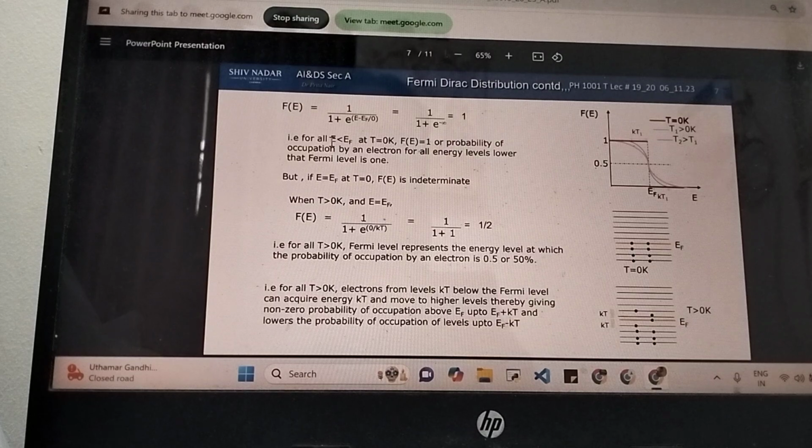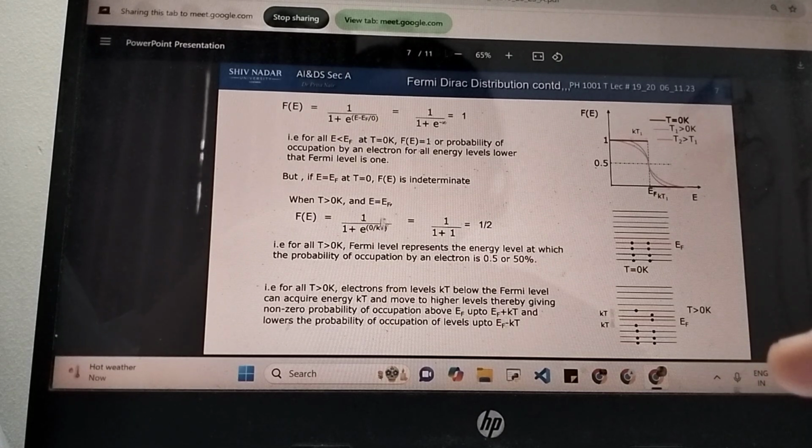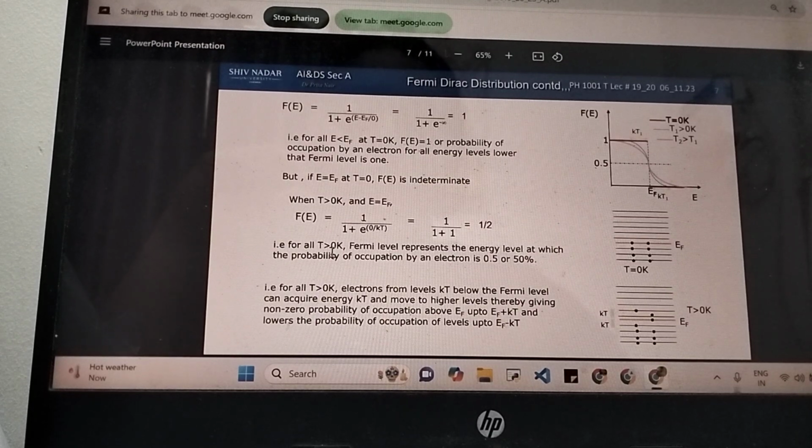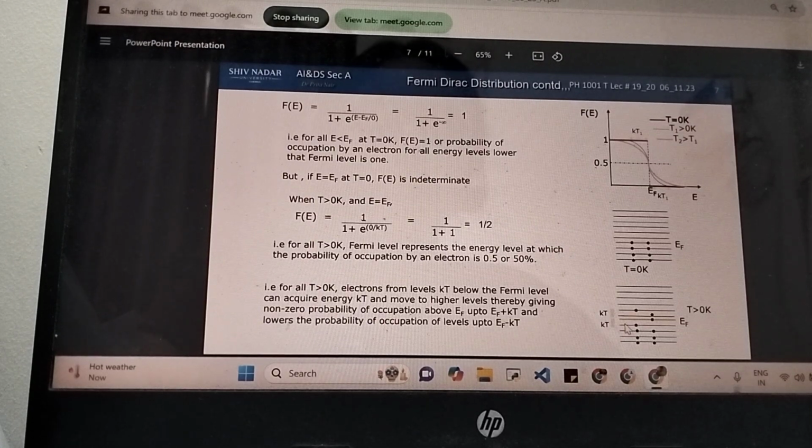But here at a temperature greater than 0 Kelvin, we just want to know how the Fermi level is defined. So we only take E equals EF. So it becomes 1 by 1 plus e to the power EF minus EF by KT, which is 1 by 1 plus e to the power 0, 1 by 1 plus 1, which is 1 by 2. What does this mean? For all T greater than 0 Kelvin, the energy level at which probability of occupation is 0.5 or 1 by 2 is your Fermi level.